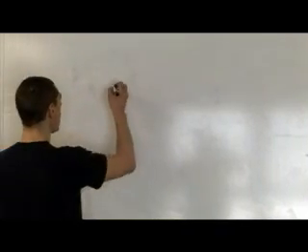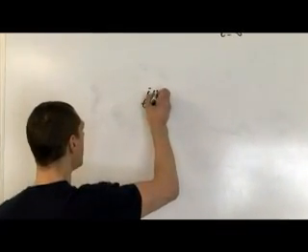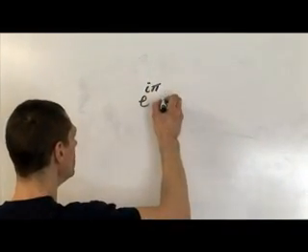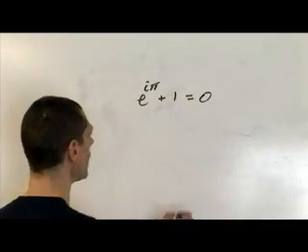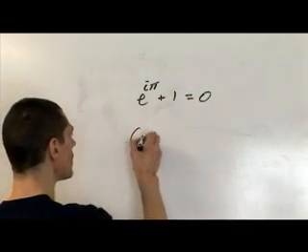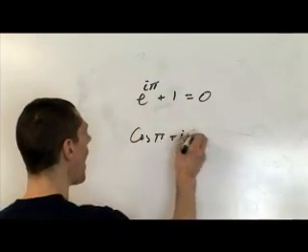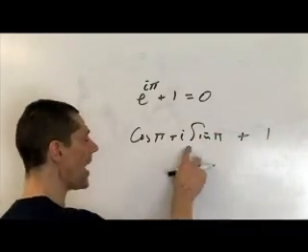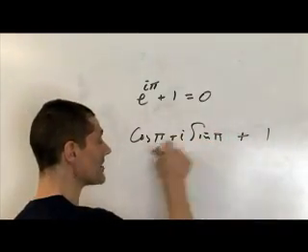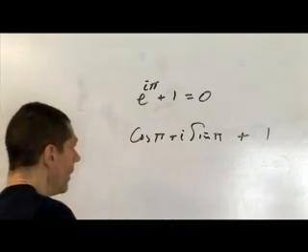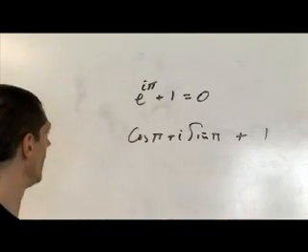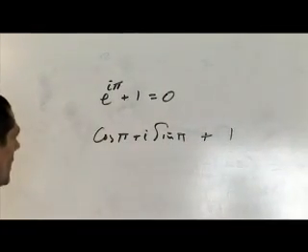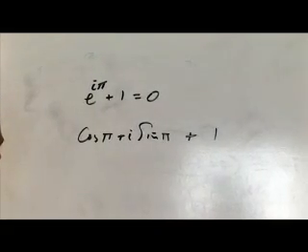Remember, we know that e to the i pi plus 1 is equal to 0, right? Because this is the same as cosine pi plus i sine pi plus 1. i sine pi is 0, cosine pi is negative 1. This is 0. What about some other interesting kind of numbers?